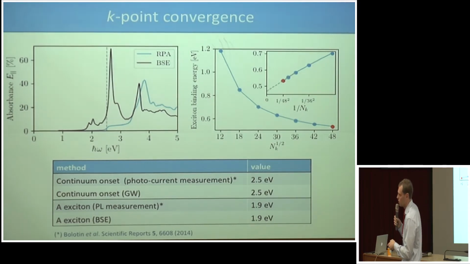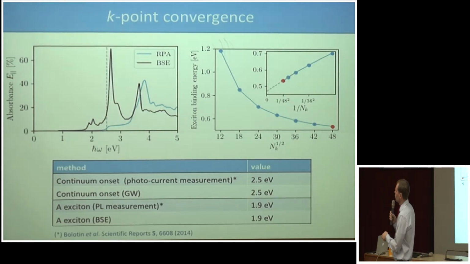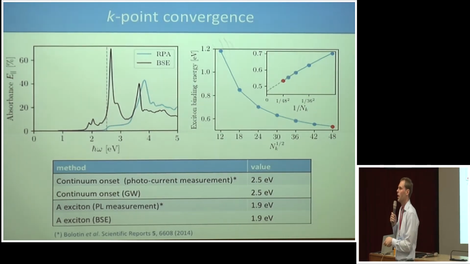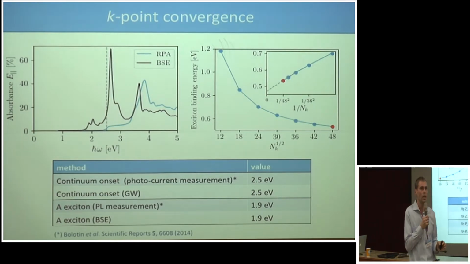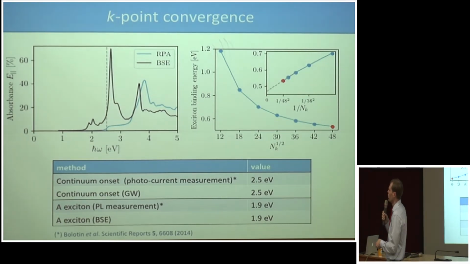This is an example of an absorption spectrum of MoS2. You see the A and the B excitons down here. If you look at the energy of the A exciton, according to measurements it's 1.9 eV. According to the BSE calculations we have here, it's 1.9. The quasi-particle band gap that we get from GW is the dashed line up here, which is 2.5 in the calculation, and it's also 2.5 according to photocurrent measurements.